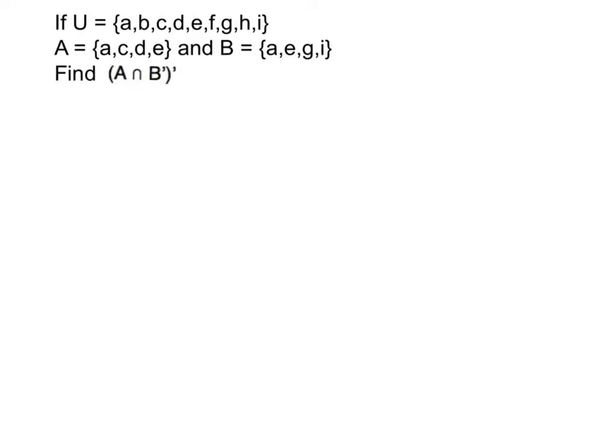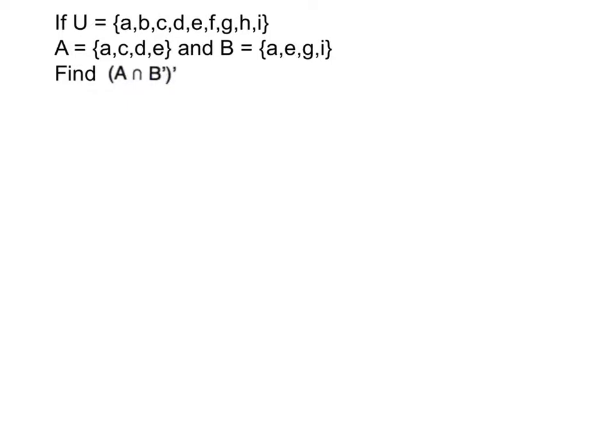This example is asking us to use set operations to create a new set. So we start off with our universe, which is comprised of A, B, C, D, E, F, G, H, and I. We know that A is made up of A, C, D, and E, and that B is made up of A, E, G, and I. What we're asked to do in this problem is find A intersect (B prime), prime. So essentially, again, we're asked to create a new set using the set operation of intersection based on the two sets that we already have.